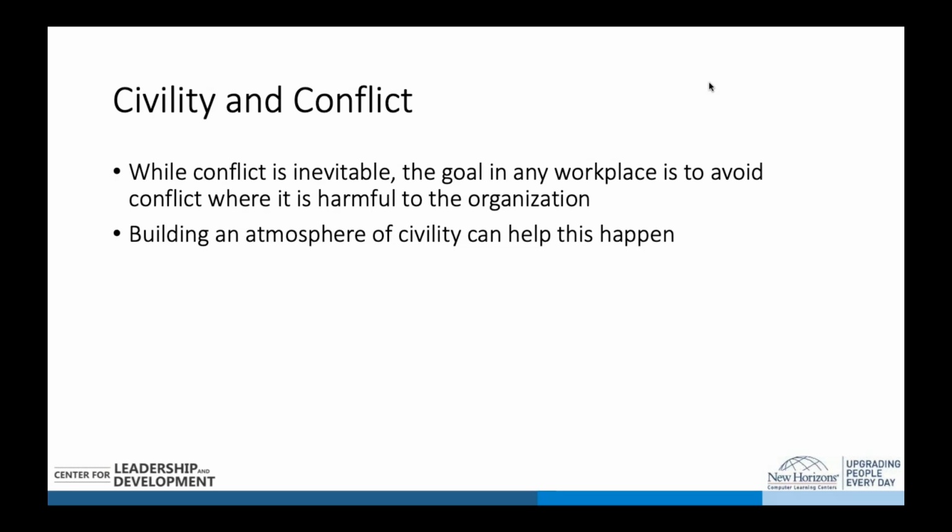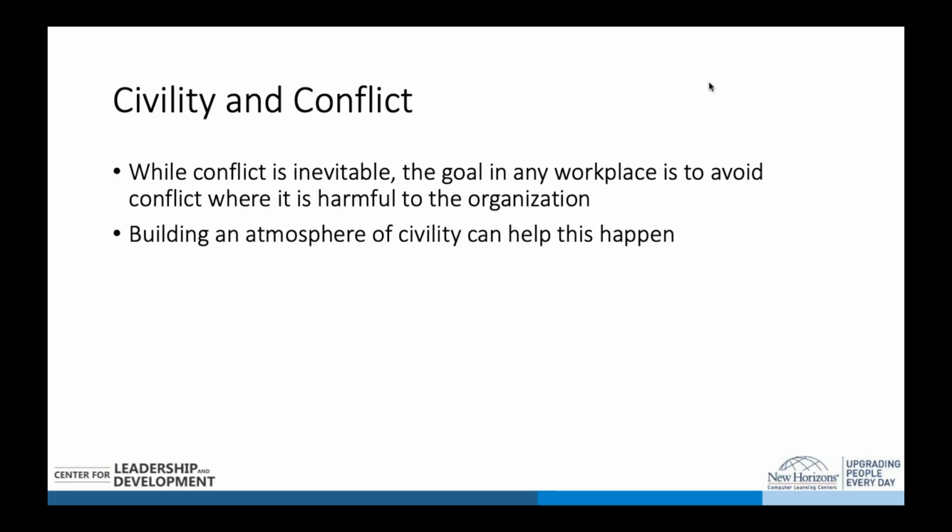So we've talked at a very high level about the process, and we'll come back into a lot more detail about the process in a little bit. But I want to spend some time talking about civility, and civility in the workplace. So conflict, as I said earlier, is inevitable. It will happen. It's just part of human nature.